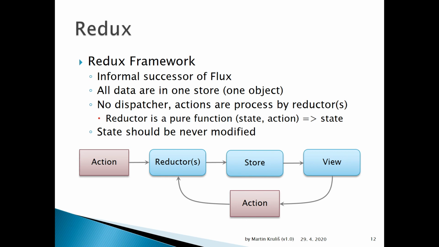one object. The second thing is that there is no dispatcher as there was in Flux, but instead the actions are processed by reducers. And a reducer is a pure function which takes the original state and the action object itself, and produces a new state. So it means that the state is never modified directly, but instead a new state is created every time an action is processed. This is very helpful because programmers are sure that whenever they touch the state, it is always consistent. It does not happen that only part of the state would be modified, because whenever the state is replaced in the store, it is replaced with another consistent state object.